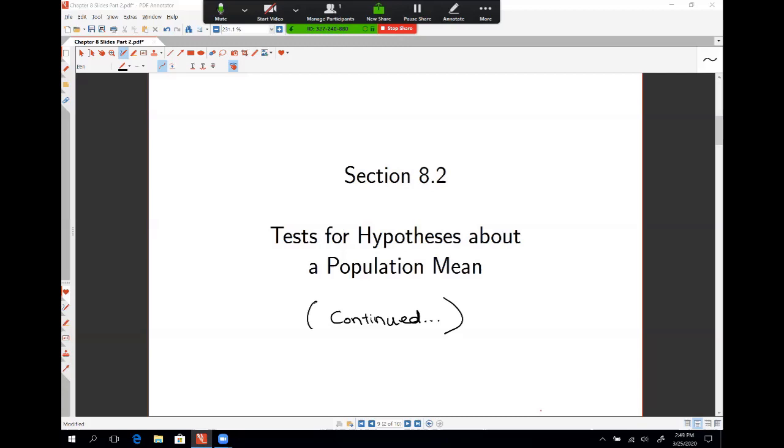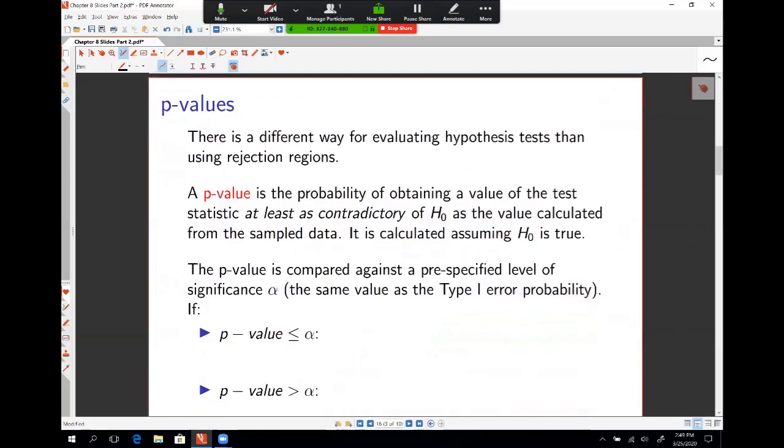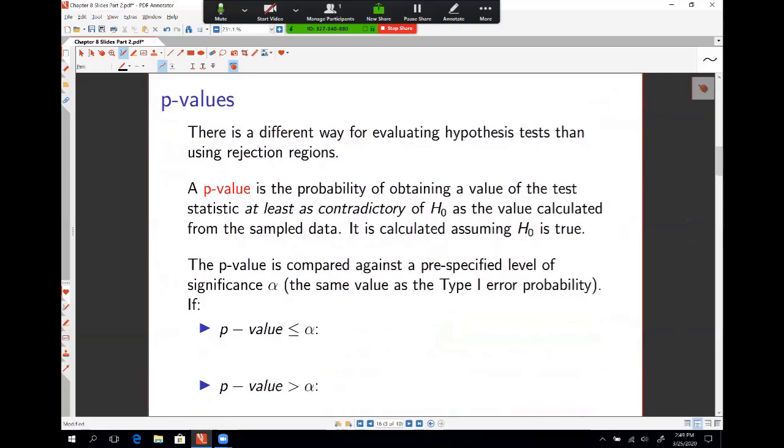statisticians or other users of statistical methods prefer a different approach than using a rejection region. They prefer using a method known as p-values. So we're going to dig into that a little bit for the next few minutes. And I'll start off by saying the conclusion that you reach using a rejection region and the conclusion that you reach using a p-value will always be the same. So at the end of the day, you're not going to reach different conclusions based on the method that you use. Rejection region is calculated beforehand.